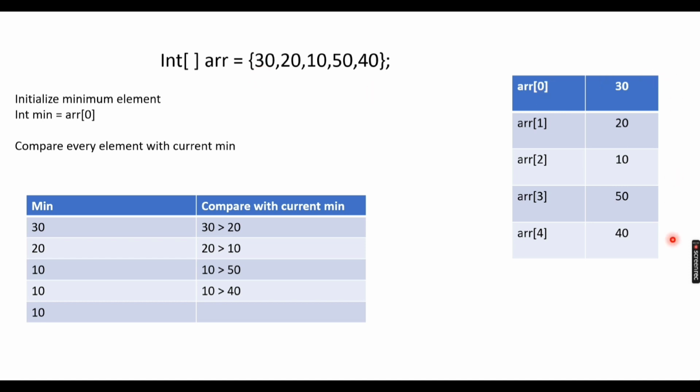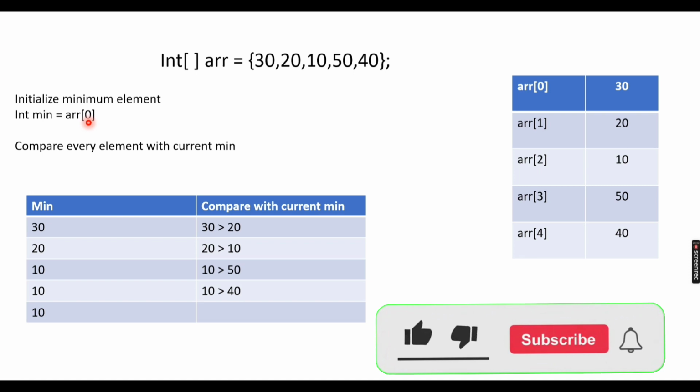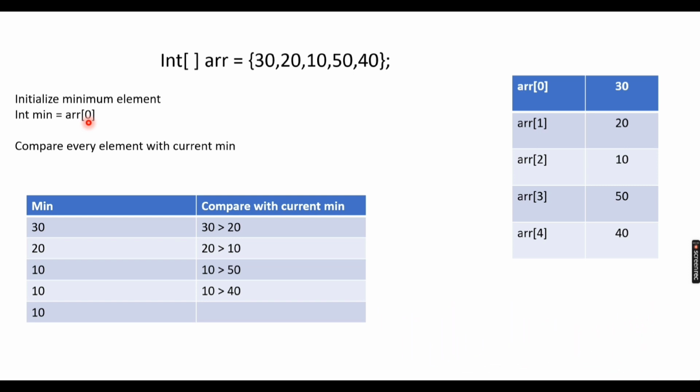So here you can see the index positions of the array. Array of 0 is 30, array of 1 is 20, array of 2 is 10, array of 3 is 50 and array of 4 is 40. So you will assign the value of the first element to the minimum variable. So the minimum variable is array of 0. Once you initialize the minimum variable, then you need to compare every element with the current minimum.